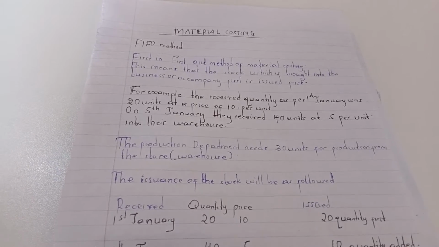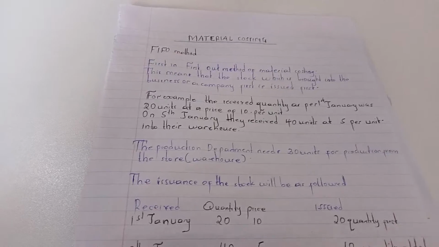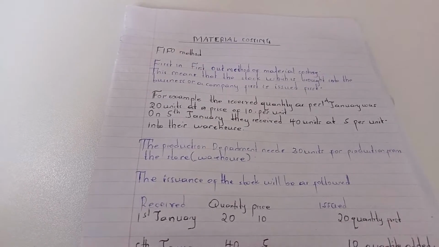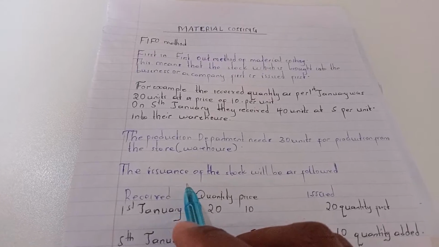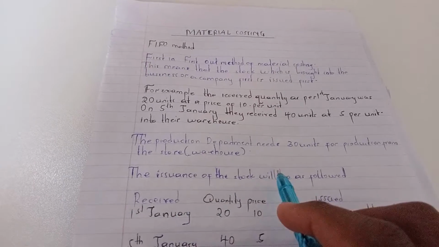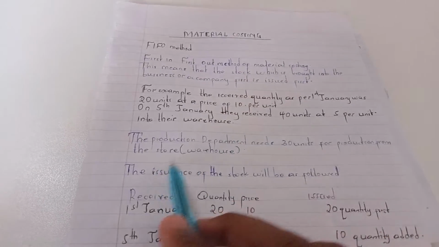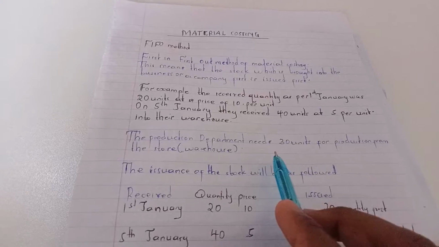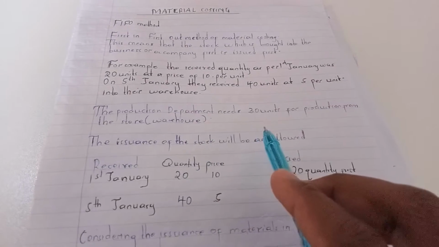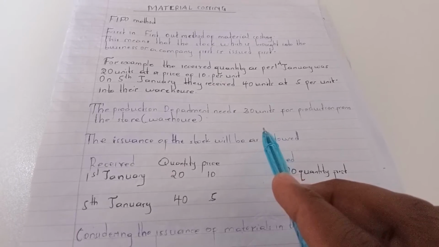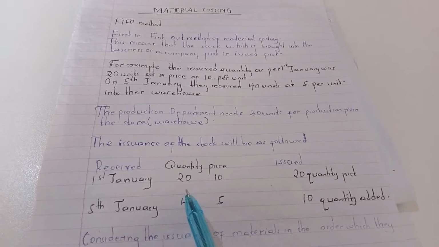Under the FIFO method, the stock that is received first must be issued first, until the quantity that was received first is depleted, and only then do they go to the second quantity received. The company received 20 units at a price of 10 per unit, and the production department needs 30 units. So they will first issue the 20 units that were received on 1st January at a price of 10.